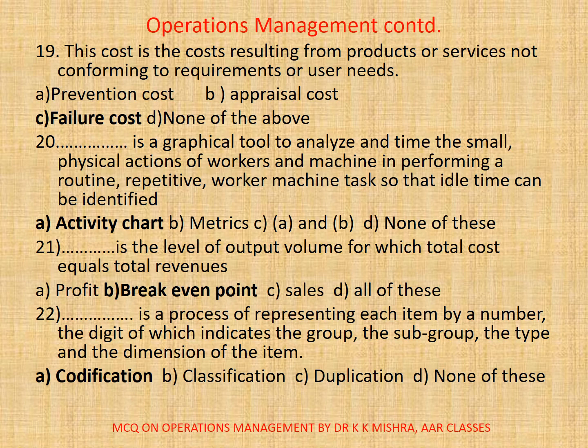22. Dash is a process of representing each item by a number, the digit of which indicates the group, the subgroup, the type and the dimension of the item. Options are A. Codification, B. Classification, C. Duplication, D. None of these. Here correct option is A. Codification.